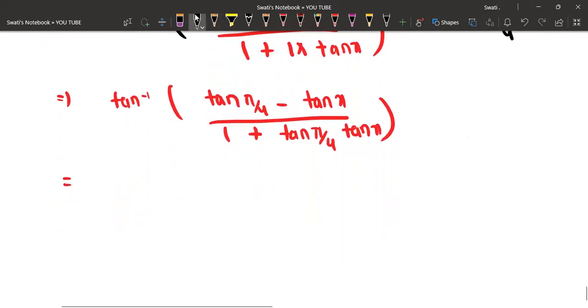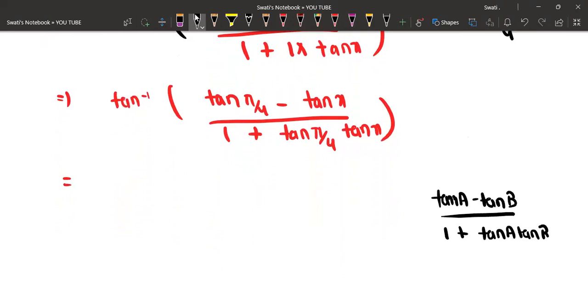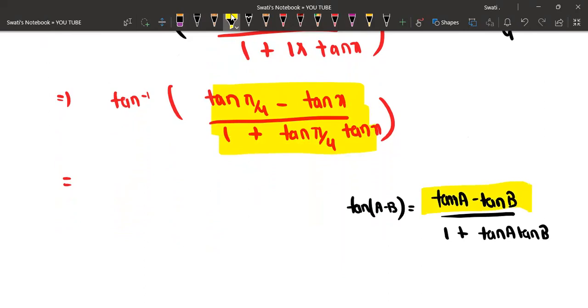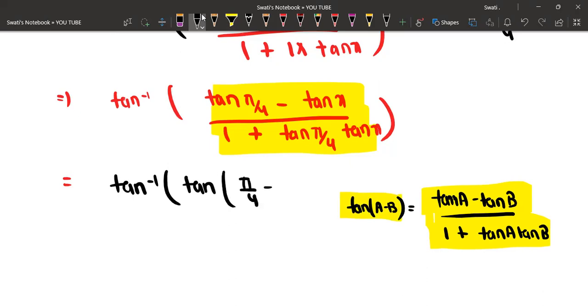There is a formula that we know, and that is tan A minus tan B upon 1 plus tan A tan B, which is tan of A minus B. So you can see that here we are having the formula only, the RHS that you can see over here. It is in this form only. So using this formula, clearly we can write this as tan inverse as it is, and here tan of A minus B. A is pi by 4 and B is of course x.